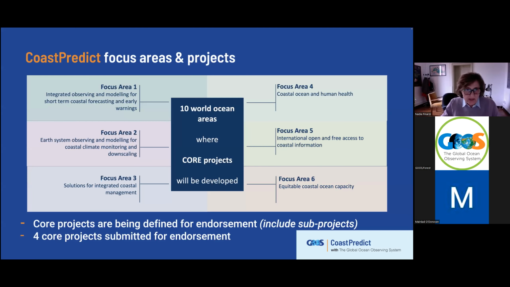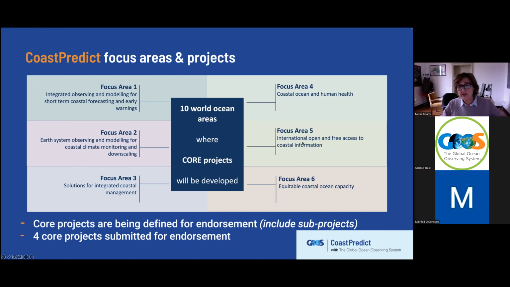CoastPredict, in order to do all this, subdivided the work among six groups, six what we call focus areas. One is short-term coastal forecasting and early warning. The second is coastal climate monitoring and downscaling. The third is integrated coastal management based upon data coming from all the areas. And then coastal ocean and human health, which is a bit less developed than the others, but we hope that with some of you who are listening now, we will be able to expand that. That's very important.